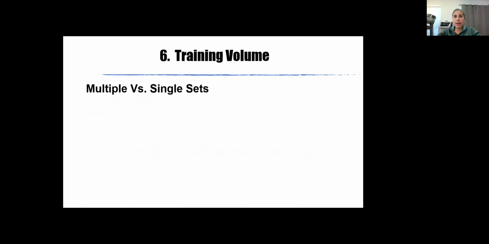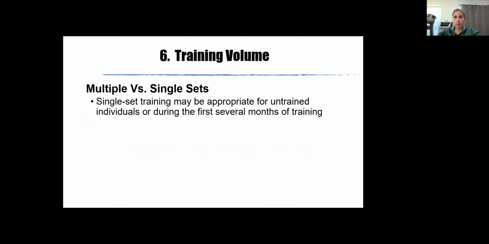So when we're looking at volume, we said for a beginner, it's okay to do 1 set. For someone who's untrained and doesn't have much experience, it's okay to do 1 set. That might be okay for the first couple, 2 to 3 months of training, and then eventually you might start adding another set in.